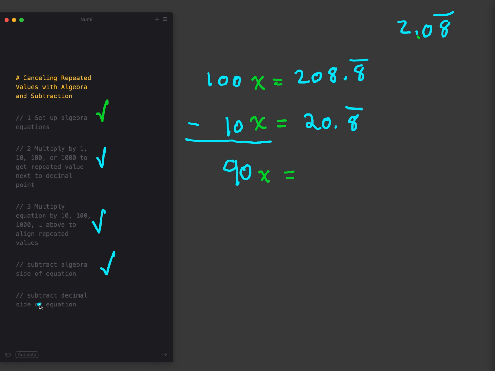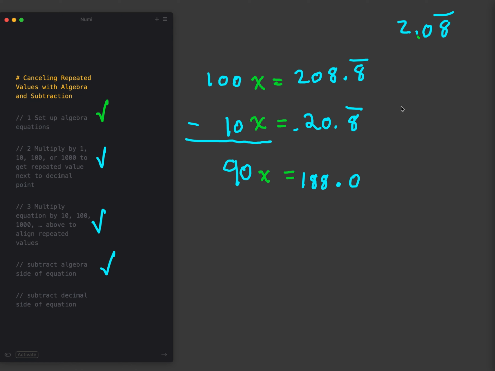Now I'm going to subtract the decimal side of the equation. So I have 208.8 repeating minus 20.8 repeating. And so when I subtract this, I'm going to have my 0.8s repeating. Those are going to cancel out, and I'll get 0.0. And then I have 208 minus 20. Well, I could do this by hand, or I could use my calculator. So when I do this, I should end up with 188. And you can do this by canceling things out, or you can just type in your calculator, if you like, 208 minus 20, and it should give you 188.